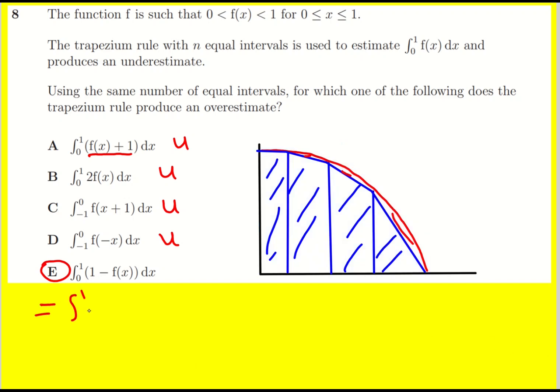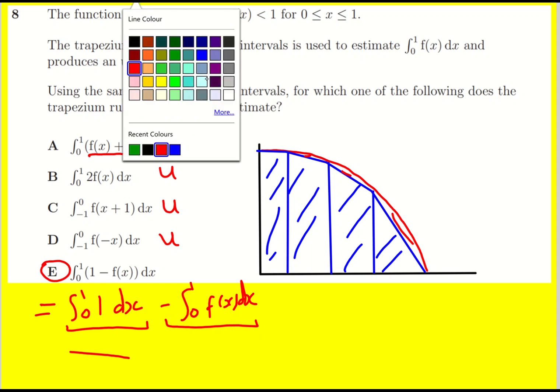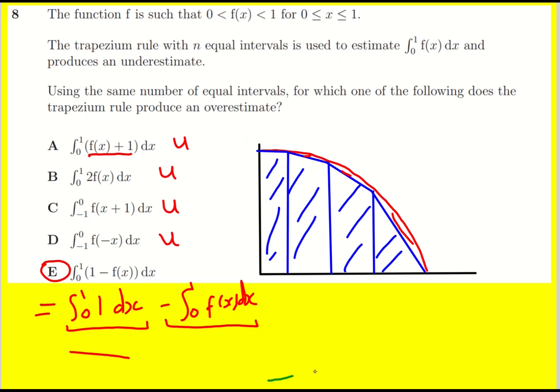So I'm going to separate into two integrals. I've got the integral between 0 and 1, and I'm minusing the integral from 0 to 1 of f of x. So when I apply the trapezium rule to this aspect of it, you could actually do it separately. You'd get exactly the right amount because this is just a horizontal line. So it's all about this part of the function. So this is a reflection in the x-axis. It would end up coming down like that.